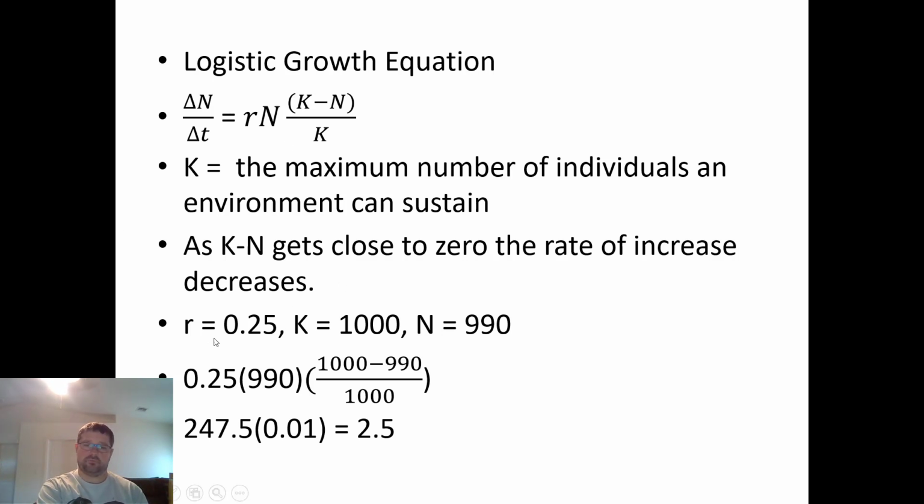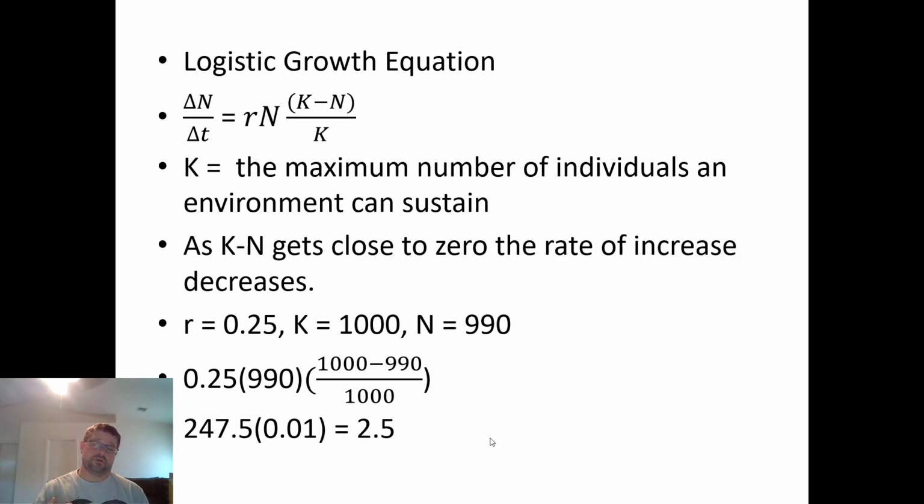So here's an example of that. Let's say the rate is 0.25. Let's say the K is 1,000. N is 990. Okay? This is what you would expect to add to the population: 2.5 individuals. So as the numerator gets very small, this rate of increase is likely to change to be a smaller number. You can only add so many individuals.